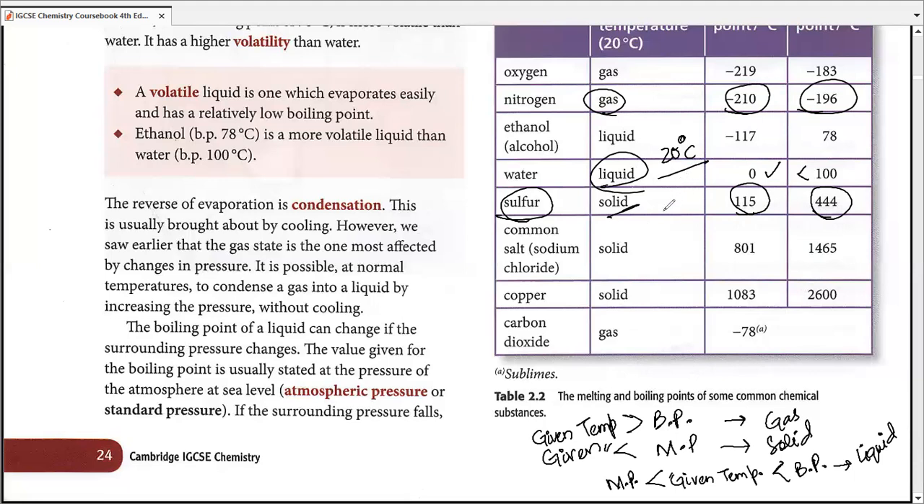Now, the given temperature does not necessarily have to be 20 degrees centigrade. They might give you the given temperature at 100, at 1000 degrees centigrade, at minus 100 degrees centigrade. And usually all of these values are easy unless they come up with something in negatives. Now, I'm going to ask you a question from the same table.